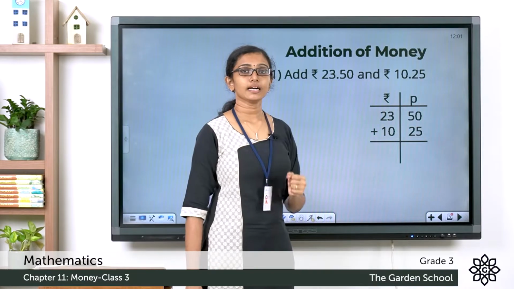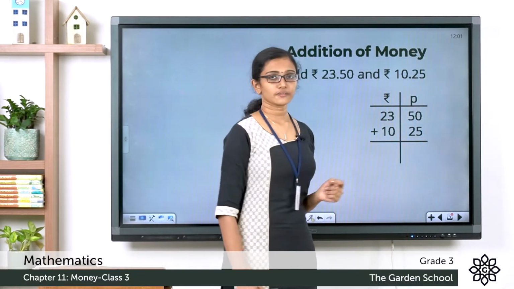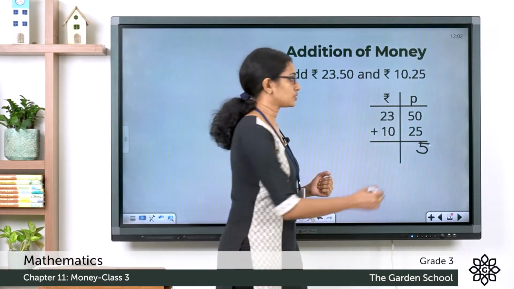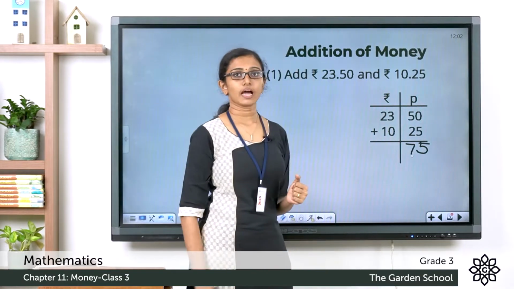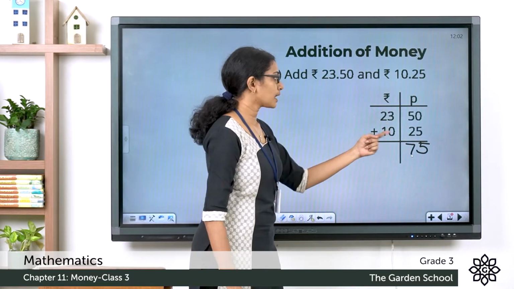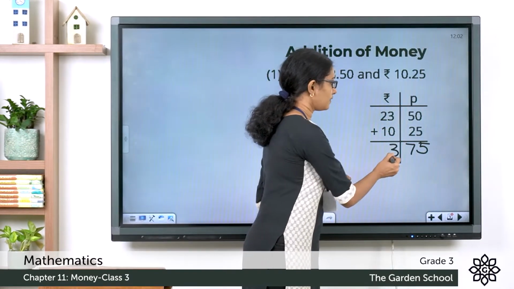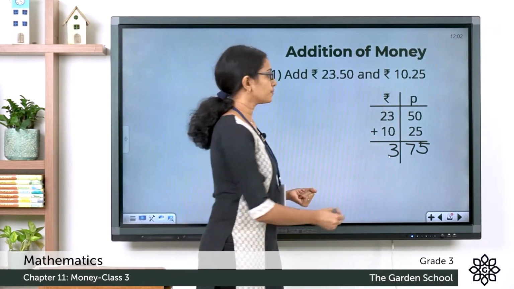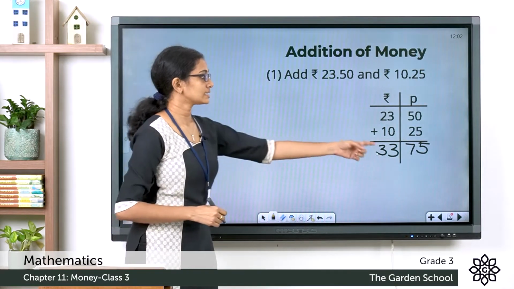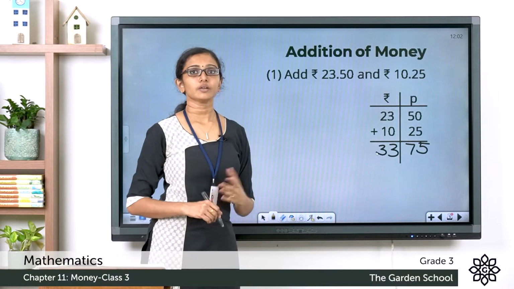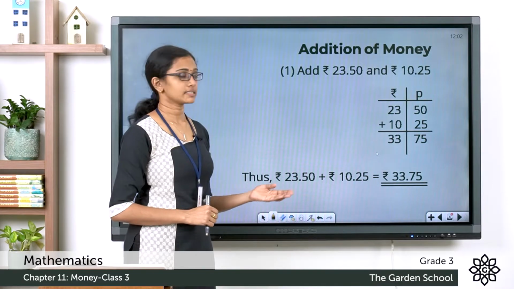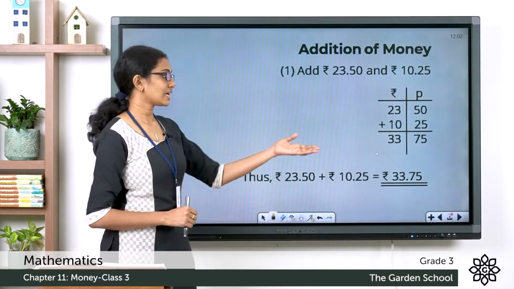So let's start adding the paise. Here it is 0 plus 5 which is equal to 5. Now 5 plus 2 that is equal to 7. So in the paise column we have 75 paise. Now moving on to the rupee column, we have 3 plus 0, so it is 3 itself. Now 2 plus 1 is equal to 3. So what is the total amount? We have a total amount of 33 rupees and 75 paise. So 23 rupees 50 paise plus 10 rupee 25 paise is equal to 33 rupee 75 paise.